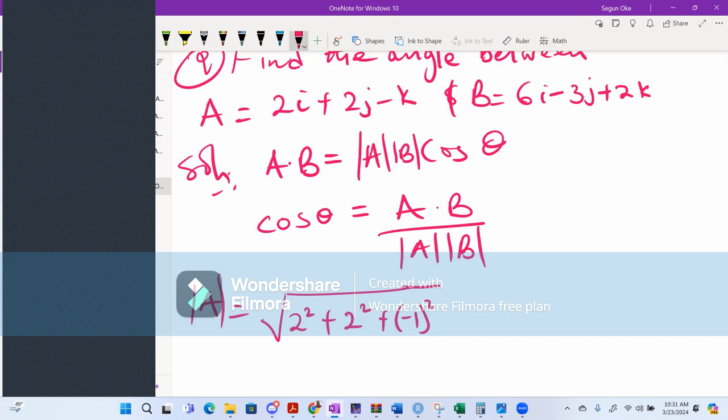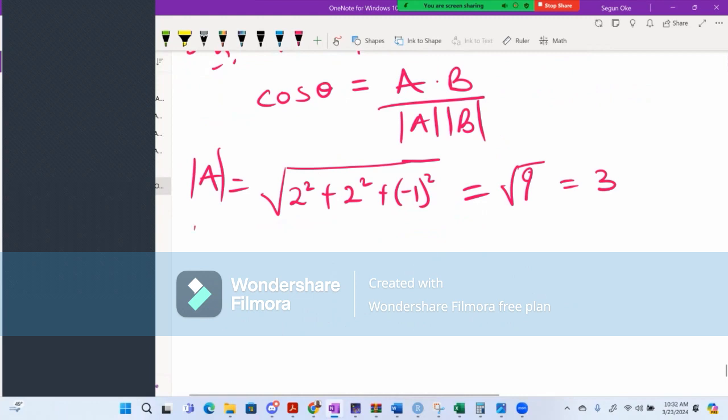Any question? Okay. Now, which is equal to what? Who can tell us? Please talk, guys, so that I can know you are still in the class. That's 4 plus 4 plus 1, which is 9. So square root of 9 would be 3. Yes, 3, exactly.